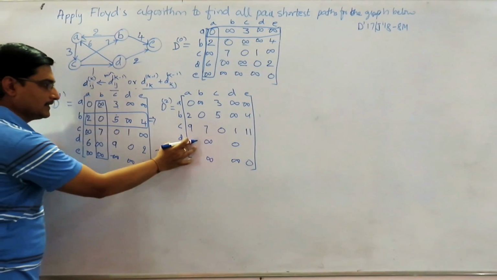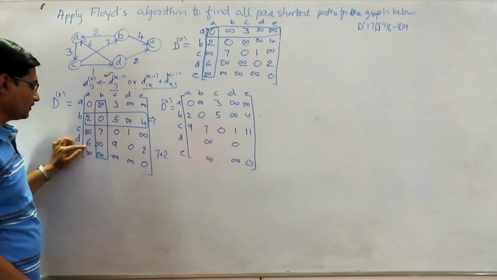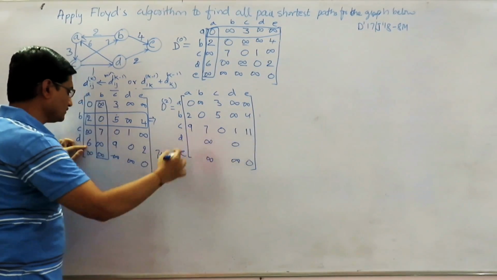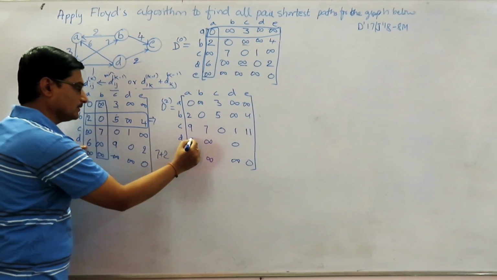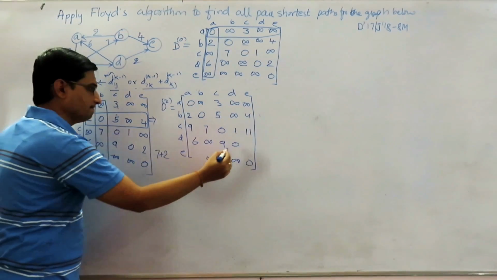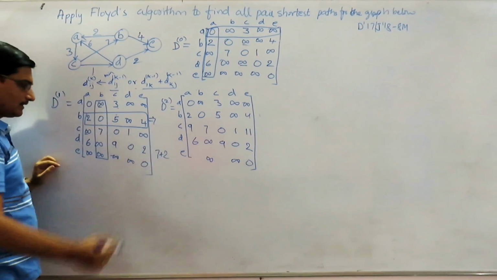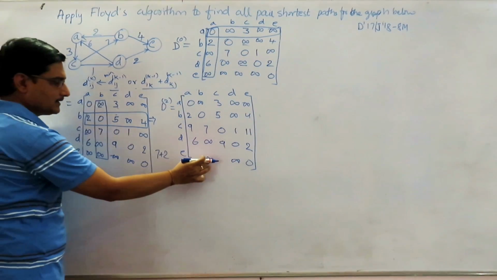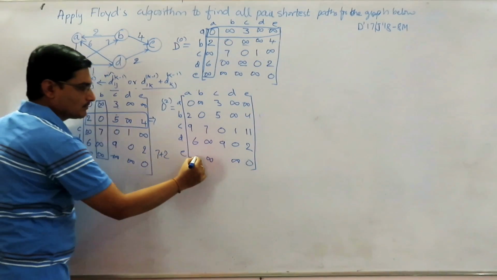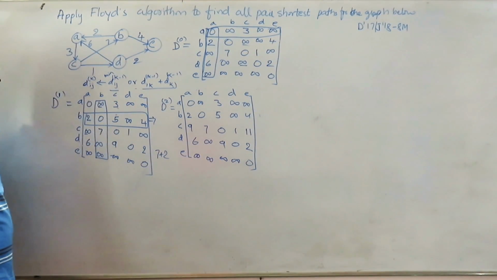Next, this entry. This entry is 6 and this is infinity, so this row is not going to change. So 6, infinity, 9, 0 and 2. This row itself is not going to change. And this is infinity and again this row is not going to change. So this is what we have got, D2.